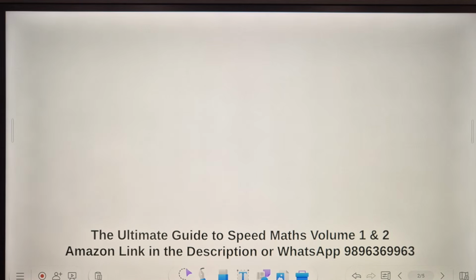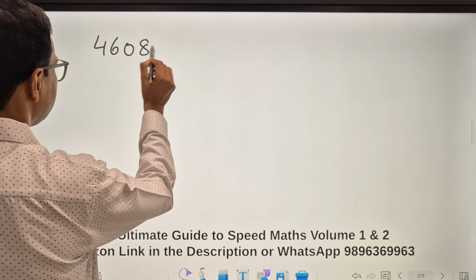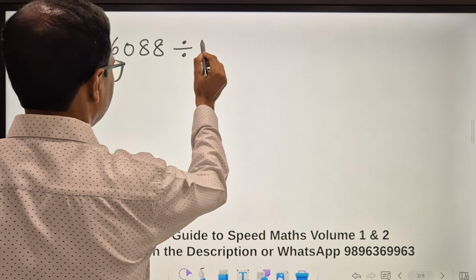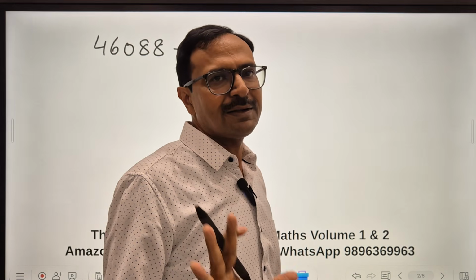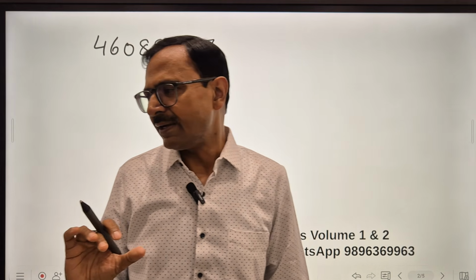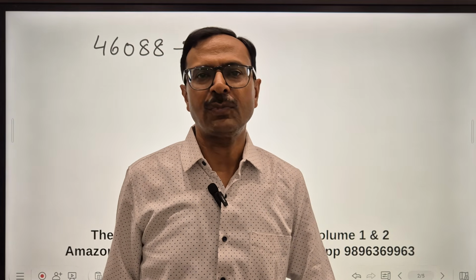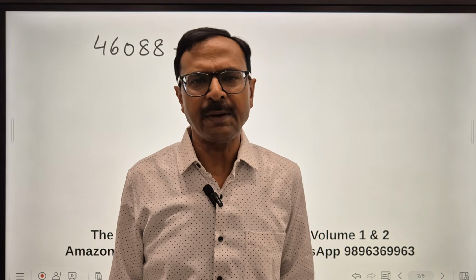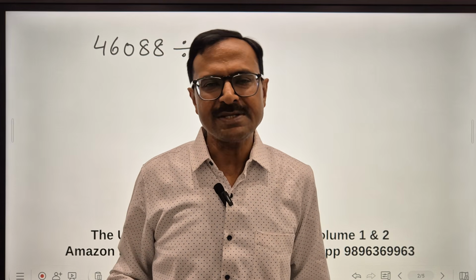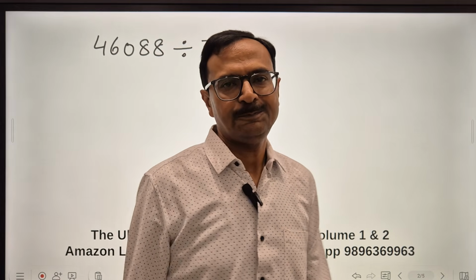So I prepared some questions for you. This is 46088 divided by 7. Now, I have taken a single digit number 7 as the divisor first, because I just want to highlight that this is actually not difficult. Then I will take up some 2-digit numbers, maybe up to 20, 2 more examples, and then I'll show you how these tricks work so wonderfully well.